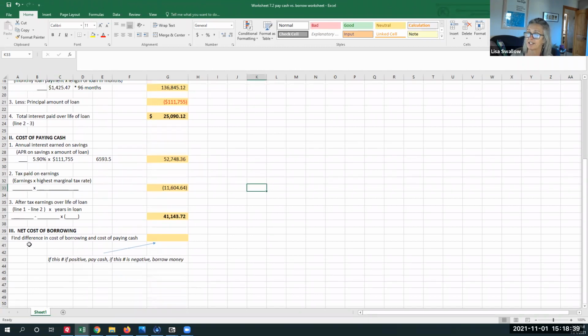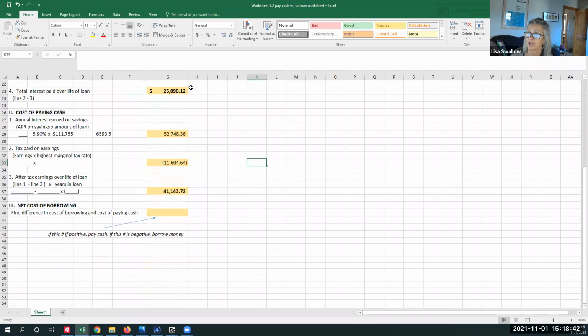So find the difference, the last piece. So we've done the cost of borrowing is going to be 25 grand. The cost of paying cash is the loss of 41,143. So the last thing says, find the difference in the cost of borrowing and the cost of cash. So this cost of borrowing minus the cost of paying cash. And then I said, if this is a positive number, you want to pay cash. If this is a negative number, you want to borrow the money.